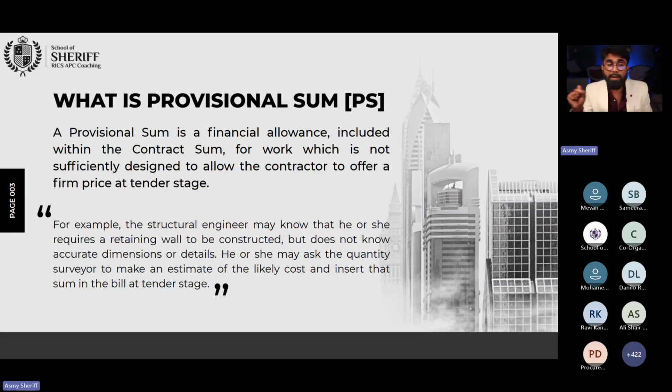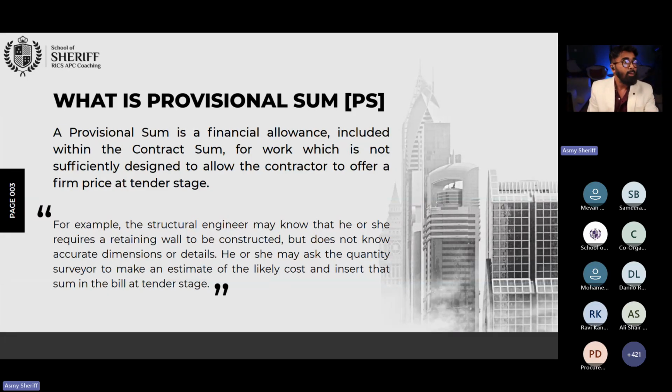And remember, the client will put a certain amount of money, 5 million or 10 million or 20 million, whatever it is. He will put a certain amount of money. We will learn about how to assess whether this money is legitimate or not. We will see it a bit later. That activity, we call it a provisional sum, period.